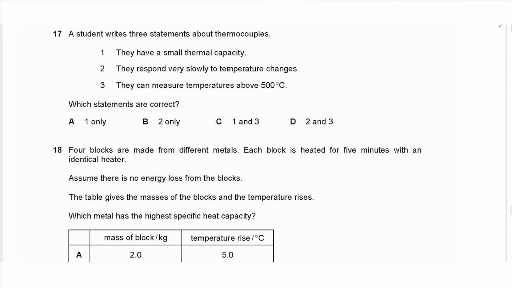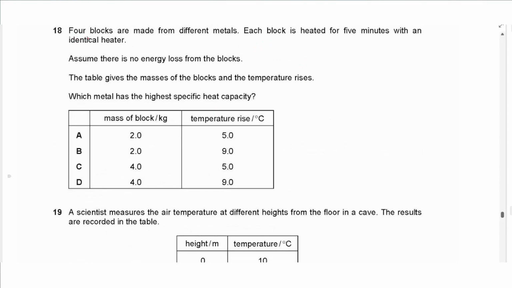Question 17 is about the thermocouple, so it was removed from the syllabus, so you can skip this question. It says a student writes 3 statements about thermocouples. They have a small thermal capacity, they respond very slowly to temperature, they can measure temperatures above 500 degrees Celsius. So the first one is correct, the second one is not correct, the third one is correct. Which statements are correct? So it's 1 and 3 only, so the answer is C.